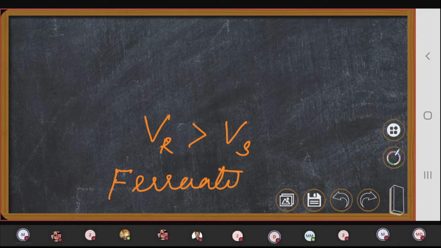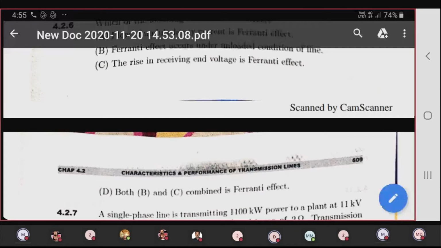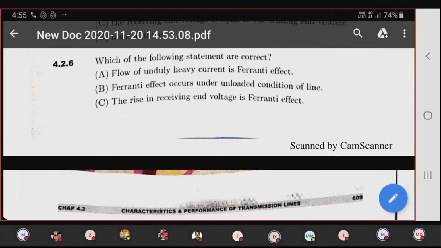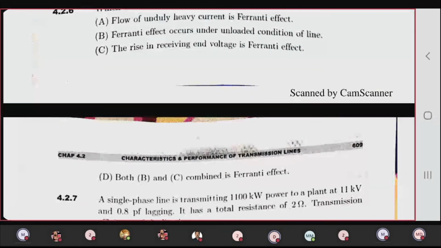Looking at which option is correct: Ferranti effect occurs under unloaded condition of line. That option is correct. The rise in receiving end voltage, where the receiving end is higher than the sending end, is Ferranti effect. So both B and C are correct. So option D is the correct answer. Both B and C combined is Ferranti effect.